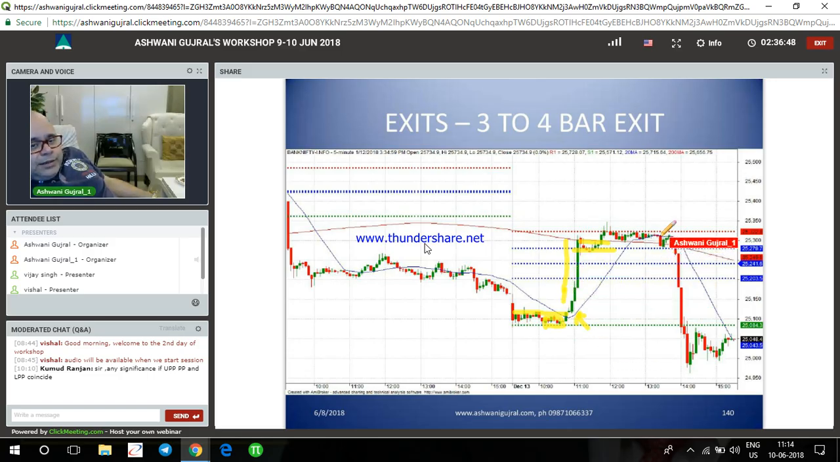Similarly here, red cleans out this, then again goes up, again cleans out. So if you went short here, look at the size of this move, 25,200 and this is 24,950. If you are getting this kind of a windfall, anything which is 3 to 5 big bars, you should take it.